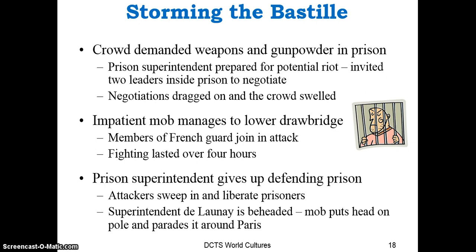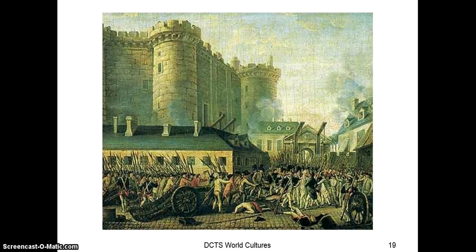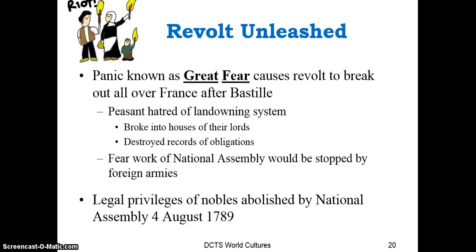So they literally put him in the guillotine, chop his head off, put it on a giant stick, and that becomes the symbol of this mob. Here's a picture of the Bastille Day, the storming of the Bastille. Very famous painting, especially in the country of France. Very, very popular. The revolt is unleashed.